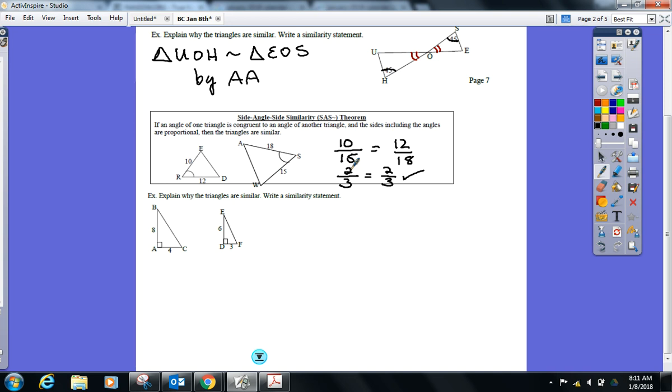All right, here you go. Two right triangles. Explain why they're similar. Well, it looks like side angle side, right? You got the two right angles congruent. Now, are these in the same ratio?